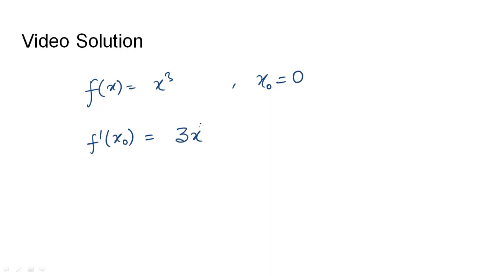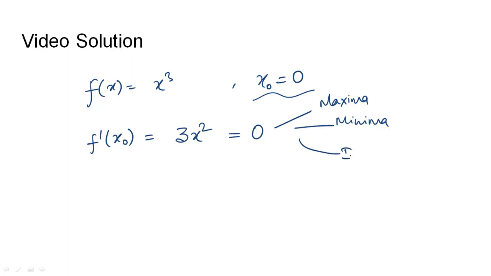So in this case, we have been given f(x) equals x cube, and the point given to us is x0 equals 0. So the first derivative, f dash of x, is 3x square. Substituting the value of x0, we get f dash x0 as 0. So from this we have three possibilities: maxima, minima, and inflection point.